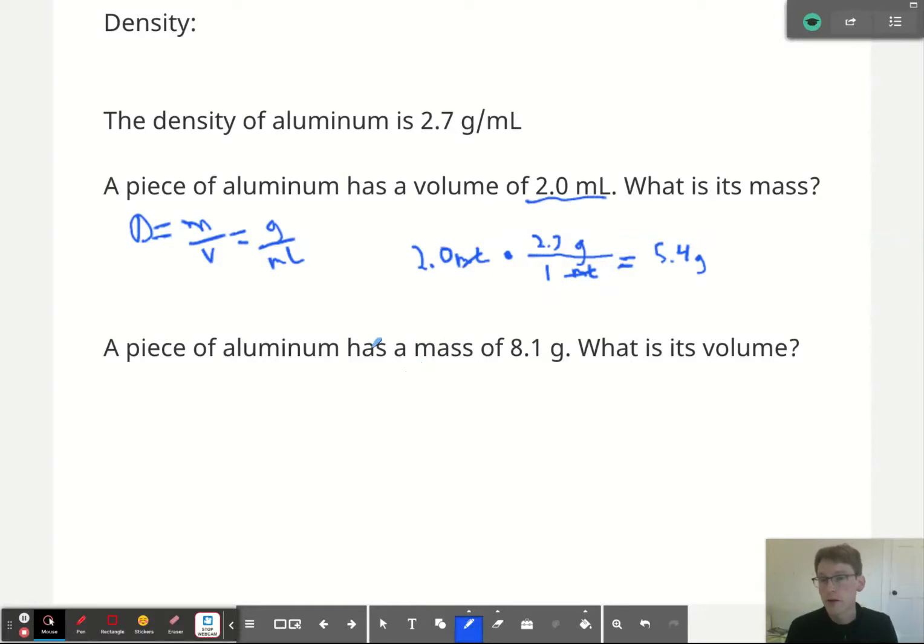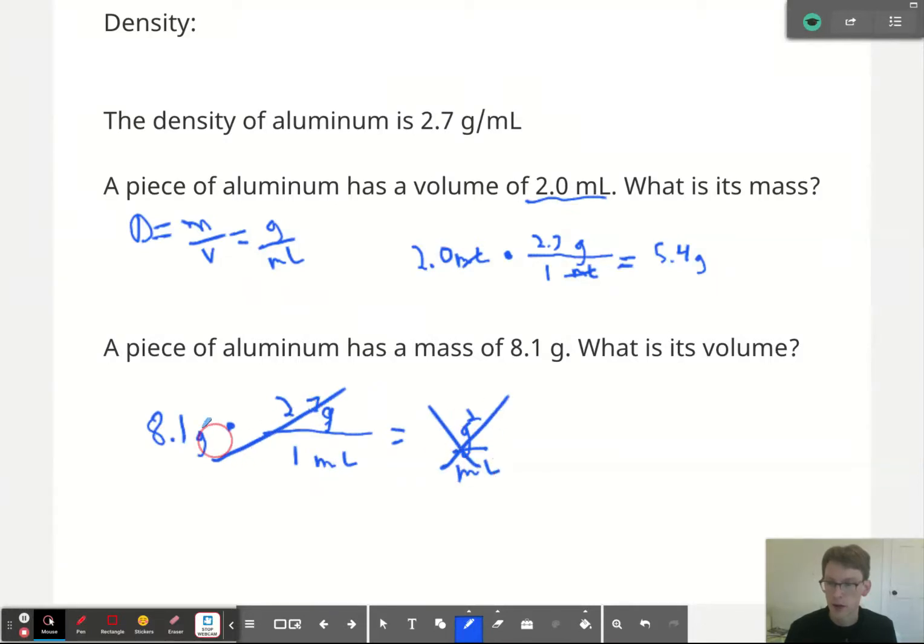Now, we can also do this in reverse. We can say that we have 8.1 grams, and we'll multiply it by a conversion factor. In this case, I cannot write 2.7 grams over 1 milliliter. If I were to do that, I would end up with the wrong units. I cannot cancel grams over milliliters, and I would end up with grams times grams is grams squared over milliliters, which does not work at all.